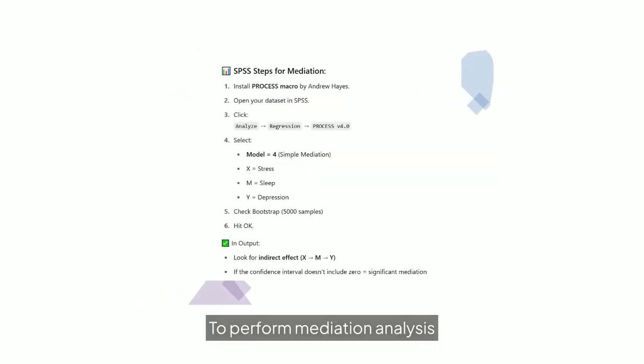To perform mediation analysis in SPSS, install the process macro by Andrew Hayes. Open your dataset and navigate to Analyze, Regression, and Process. Select Model 4 for simple mediation, input your variables, and check the Bootstrap option. This process helps identify significant mediation effects in your data.